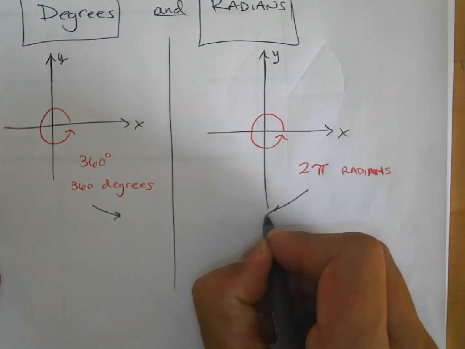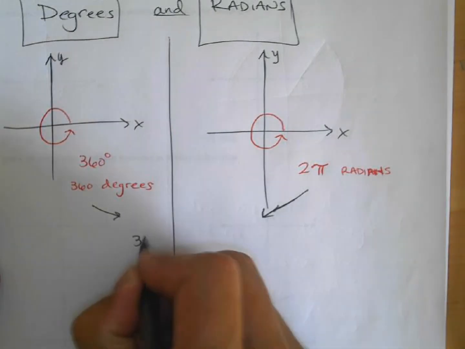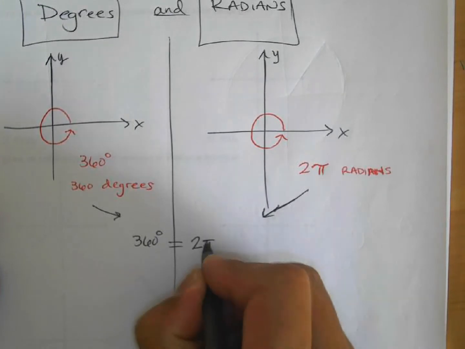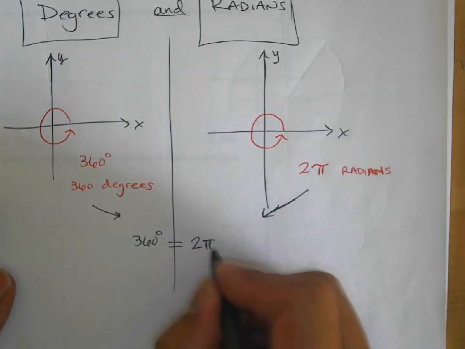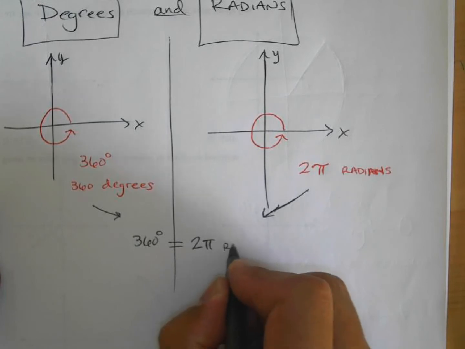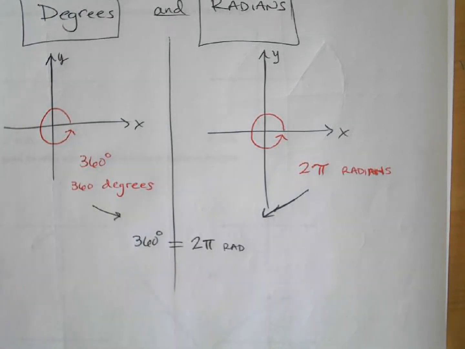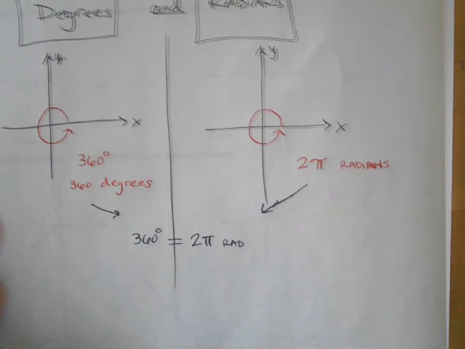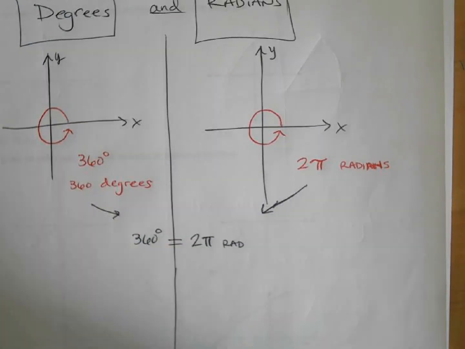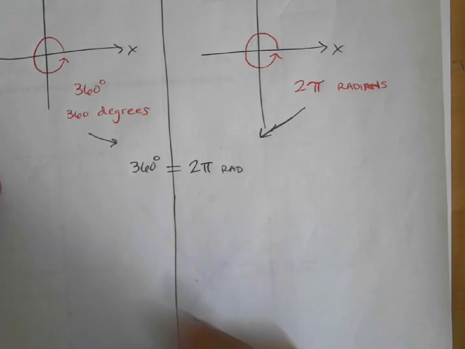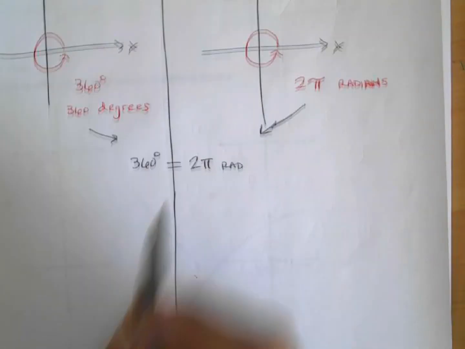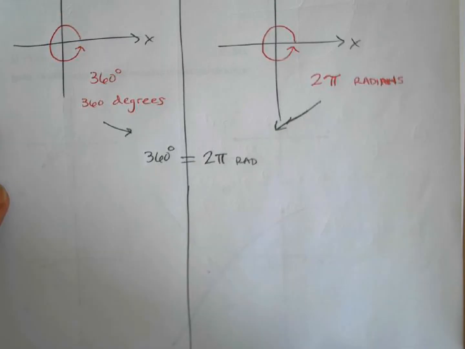From here, we can say that 360 degrees is equivalent to 2 pi. And again, people are lazy. They don't want to write radians, so you'll see rad, but some people don't even write it. They'll just put 2 pi. Okay, continuing with that, that's a fact. That's true. 360 is equivalent to 2 pi.